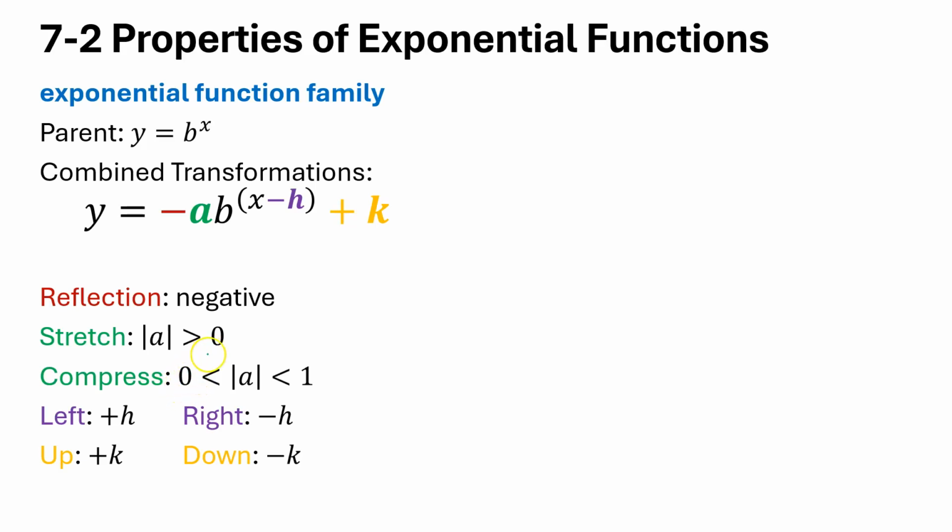And then of course, if we see some addition, subtraction happening in this function, that would correspond to translation. If you are adding or subtracting together with x in the exponent, that corresponds to the horizontal movement. So if it is a plus h, it's moving to the left. If it's a minus h, it's going to move to the right. Last but not the least, addition or subtraction at the end, as you can see, stands by itself. This is your vertical translation. So positive k is going up, minus k is going down.